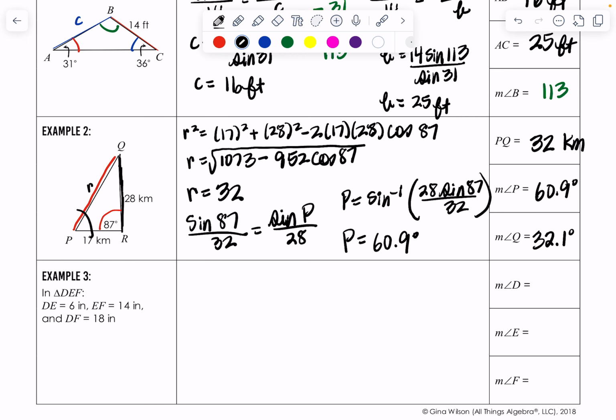Now in example 3, they don't even give us a triangle, but that's okay. We know how to draw a triangle, okay? Just draw yourself a triangle. Label it any way you want. It doesn't have to be to scale. It just can't be a right angle.